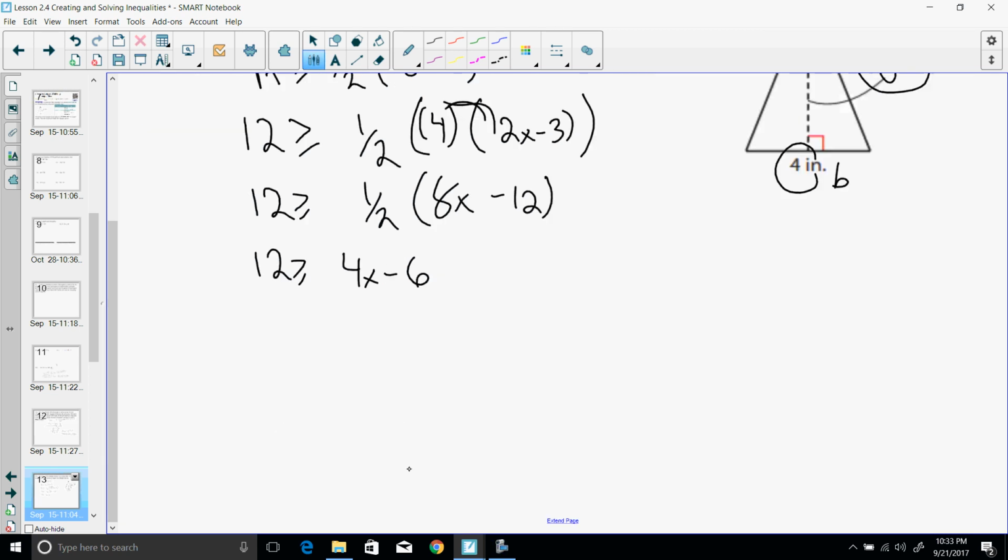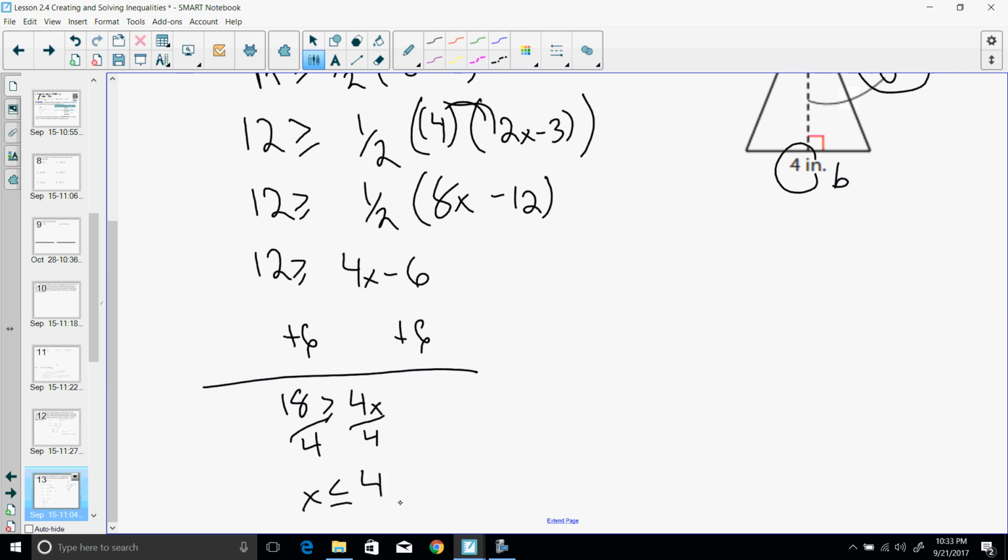So let's bring this up a little bit. I would add 6 to both sides, plus 6 plus 6. That gives me 18 is greater than or equal to 4x. Divide both sides by 4. And we get, and I'm going to write this differently, I'm going to write the variable first. It's going to be x. And from the variable's perspective, going this way is x is less than or equal to 4.5. Okay, now that's not the maximum height. That is the maximum value for x that we now have to use for the height.